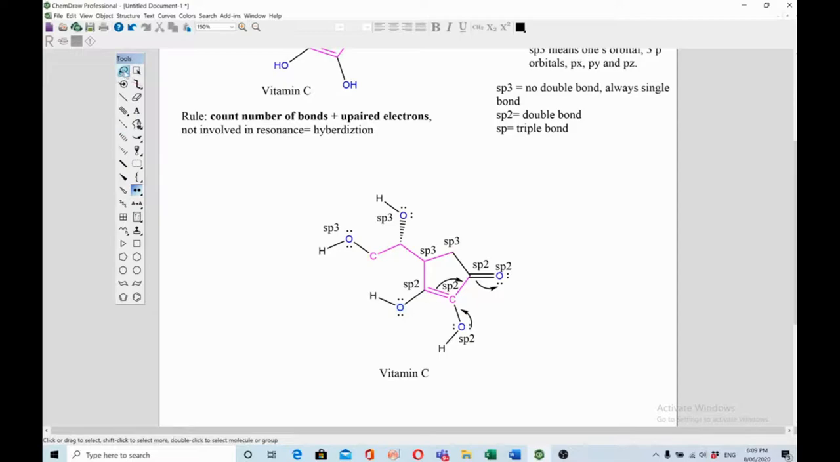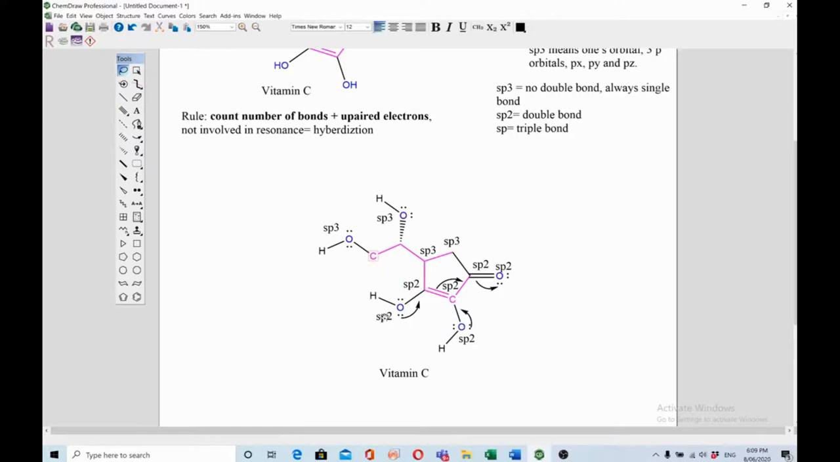this also has the same characteristic of resonance, meaning involvement of this lone pair. This goes here, makes a double bond there, then this double bond shifts there, and then this shifts there. So it's again an sp2 hybridized oxygen.